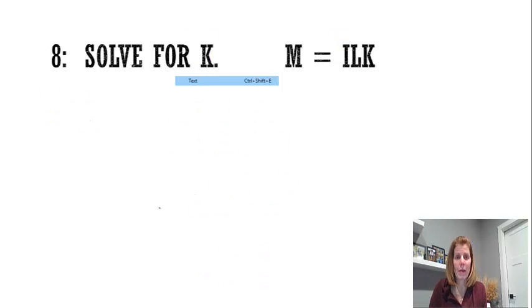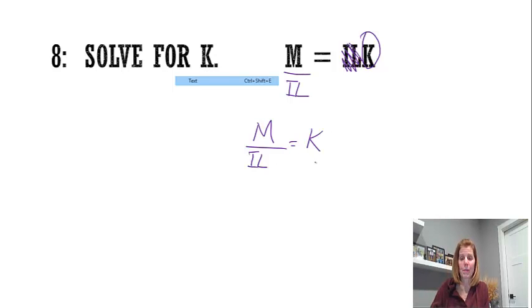All right, so let's see if that made any sense at all. Okay, this time we are solving for K. So I'm solving for the K right there. Again, this time they're all next to each other, so that does mean multiplication. So if I do not want the I and the L, to get rid of it, I'm going to divide by the I and the L. So if I just rewrite, I have M over IL, and that is now equal to K. It did say to solve for K. It does say equal K, so I did solve for K.